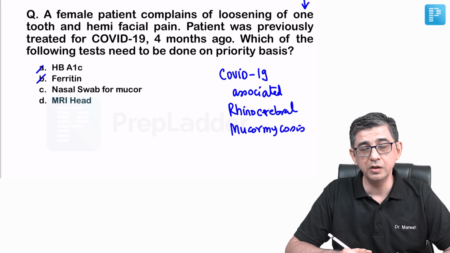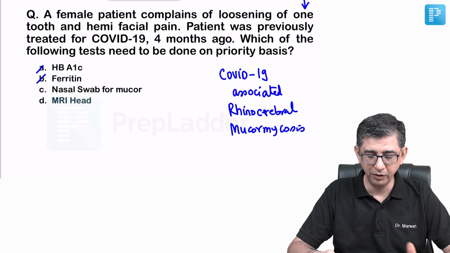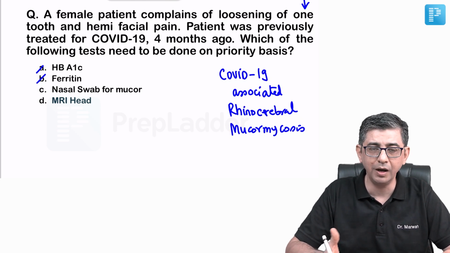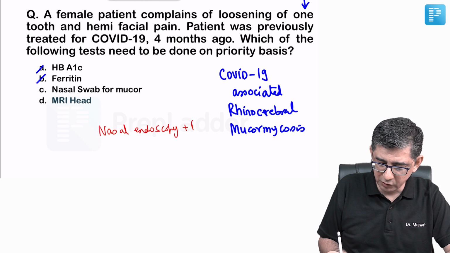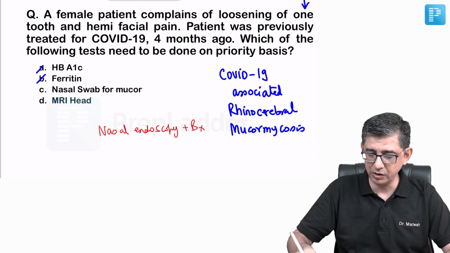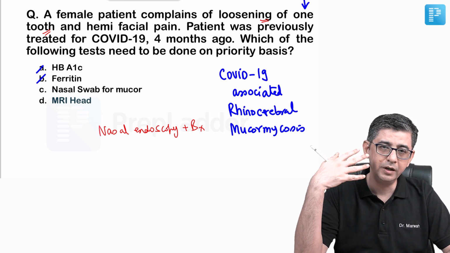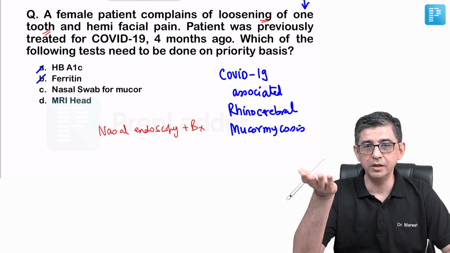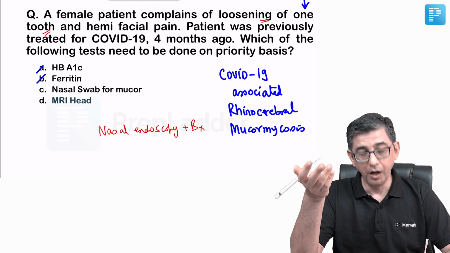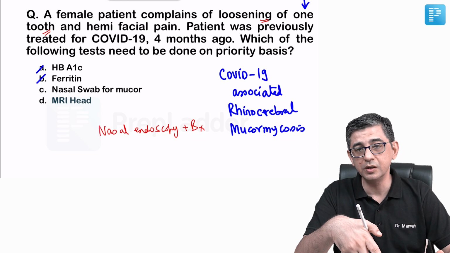If you look at C, nasal swab for mucor, a lot of guys said, sir, this is the standard answer. In fact, they came to me and said, sir, nasal swab for mucor was asked. So I asked them, was it nasal swab for mucor or was it nasal endoscopy with a biopsy? Because my point is that the fungus would be growing inside the sinus. Now look at the history, loosening of one tooth. So the fungus is causing damage inside the maxillary sinus, and your swab is not going to go into the maxillary sinus. So how would you pick it up? Had this been nasal endoscopy with biopsy, cool, that would have turned out to be the answer to this question.